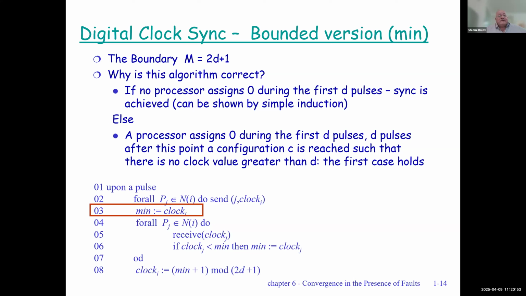But if somebody put 0 during the first D pulses, then during this next D, after putting the first 0, all values in the system are less or equal D. And now, because of the choice of the modulo, which is 2D plus 1, we have another D with no application of the modulo operation, which makes us synchronize when we get together to 0. So this is very elegant, using min instead of max and using less number of states.